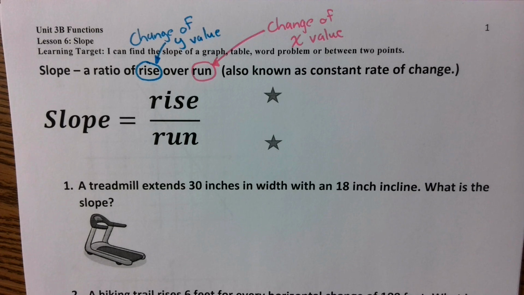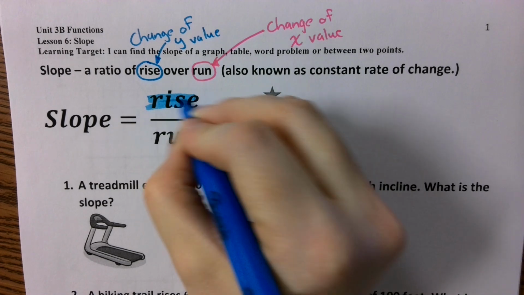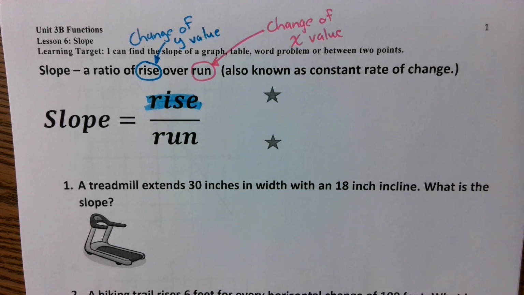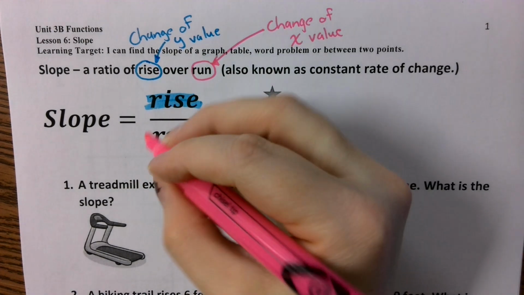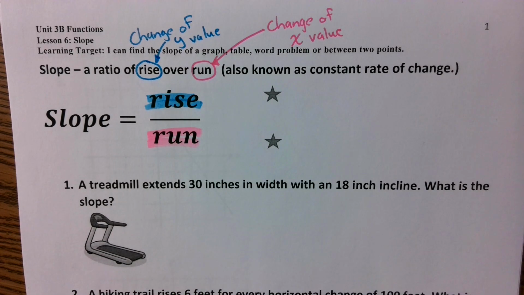There are very important things that you need to keep in mind when we're discussing the rise and the run for slope. Again, I'm going to highlight the rise in my blue and the run in my pink, so that whenever we are working it out on a graph, you will know that I'm always talking about my rise and my run based off of my colors.